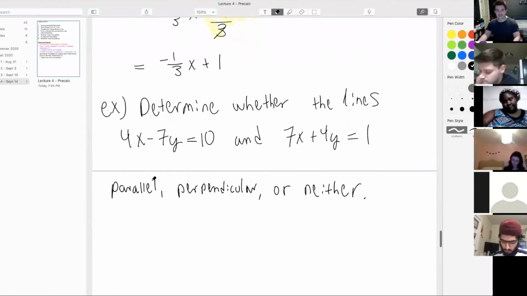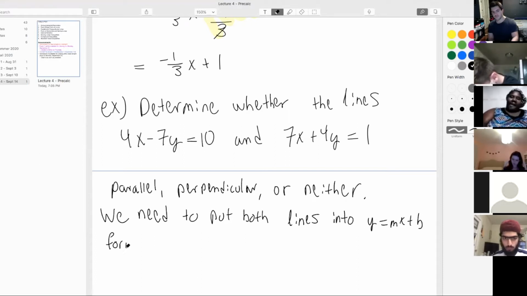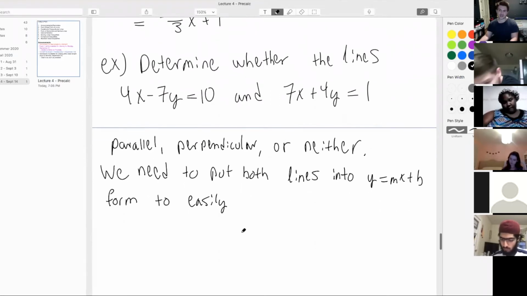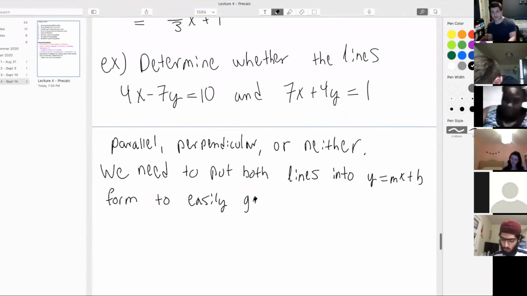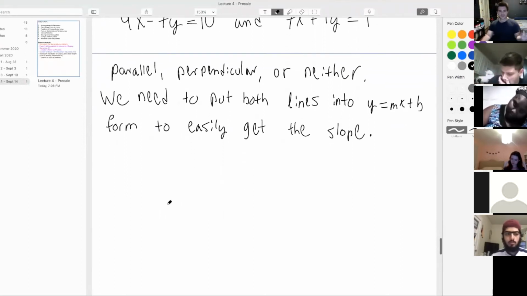All that needs to be done is we need to find the slopes, and the best way to do that is to put both lines into y equals mx plus b form to easily read off the slope. That's the whole point. It's just so we can quickly get the slope. So let's do that. That's really not that bad.